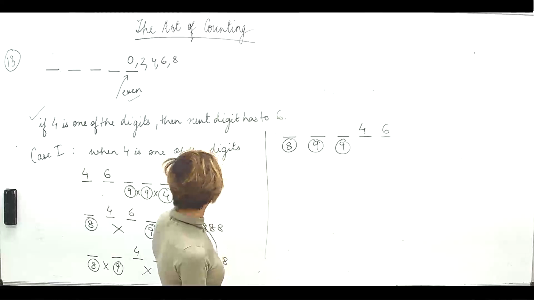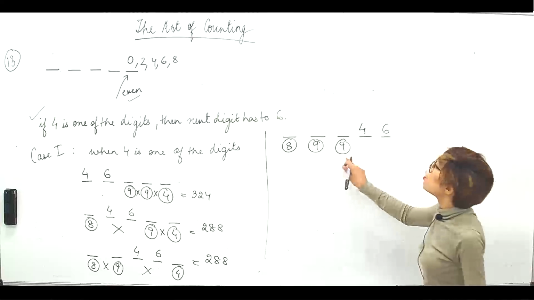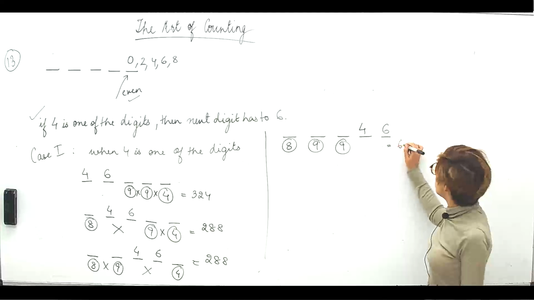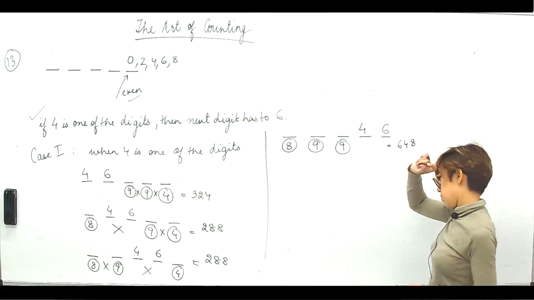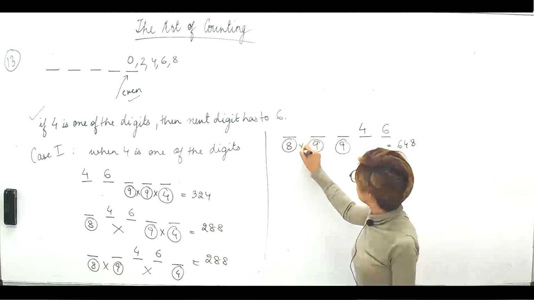Oh, did I do something wrong? Right. 81 into 8. That is easier for me, right? 81 into 8. That is 648. Yeah, hopefully. Right? So this is done.